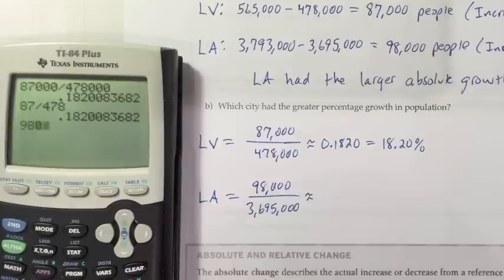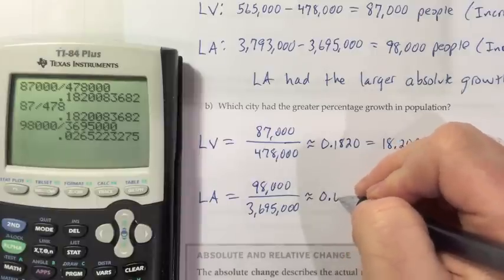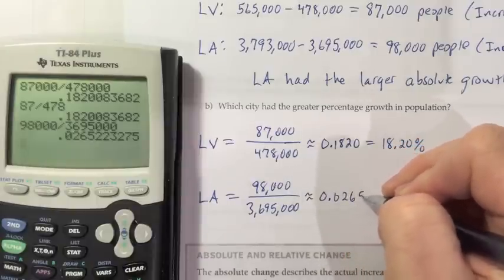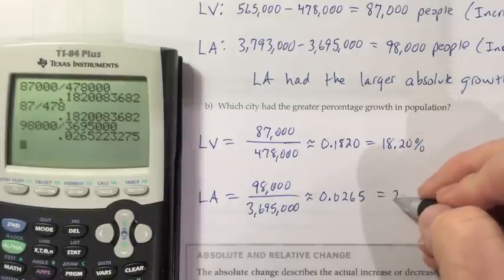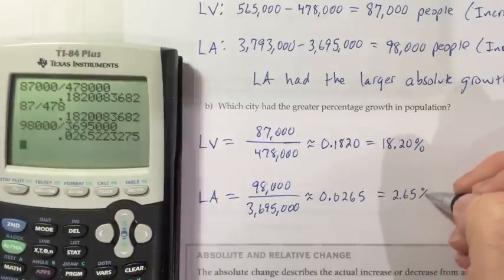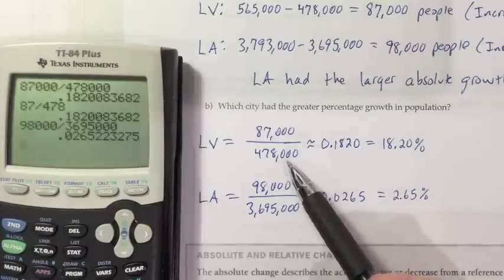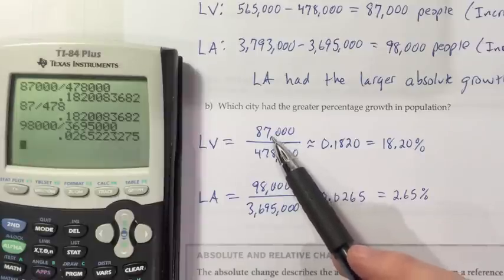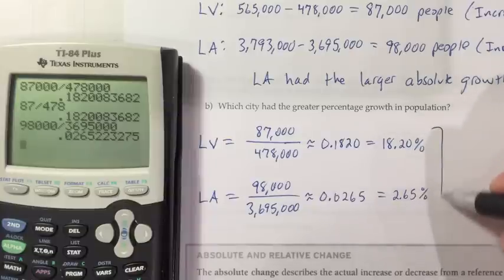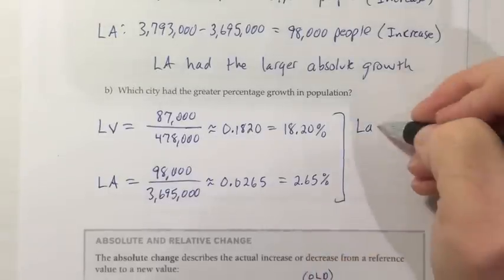But if you take the 98,000 divided by 3,695,000, you get a much smaller decimal, 0.0265, and multiplying by 100%, moving the decimal over 2 and adding the percentage symbol, we get 2.65% growth. So even though LA added more people, I would say Las Vegas is growing faster because it added almost as many people, even though it was a much smaller city at the start of that decade. So Las Vegas has the greater percentage growth.